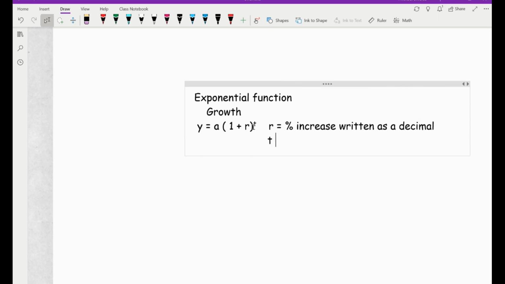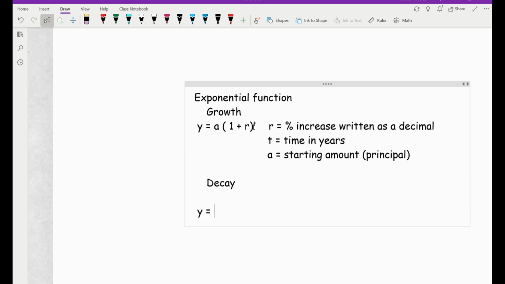And t represents time in years. A will be the starting amount, also known as the principal amount. We will also have a decay function. It'll follow a similar format of A, some starting amount, 1 minus r. This would be the key difference.